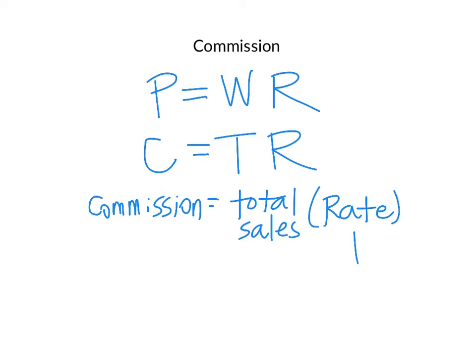Remembering that rate is the percent turned into a decimal, so we divide the percent by 100 and that turns it into the decimal for us.